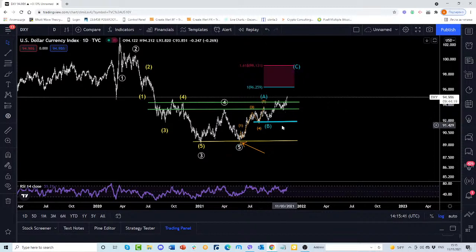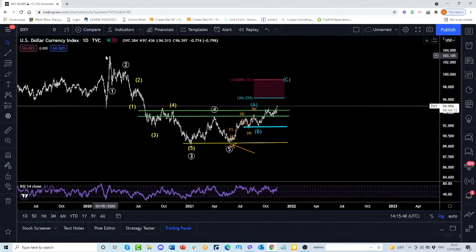From this perspective, this can be counted as a five-wave move from the COVID start in 2020, and we have seen the move to the downside. We count this as a truncated fifth wave, and from there we have seen a five-wave move, a nice hold of these support levels, and now this starts to look pretty bullish on the upside.